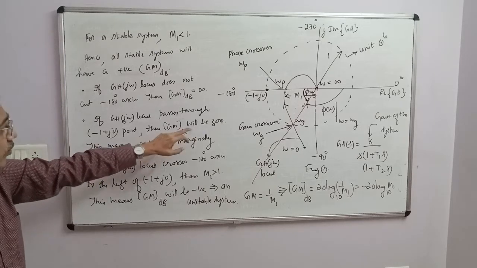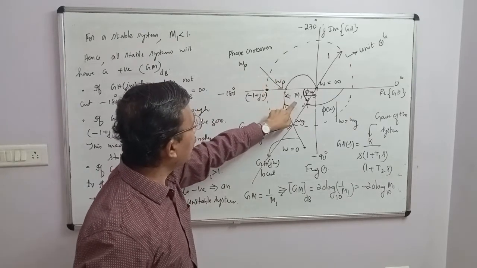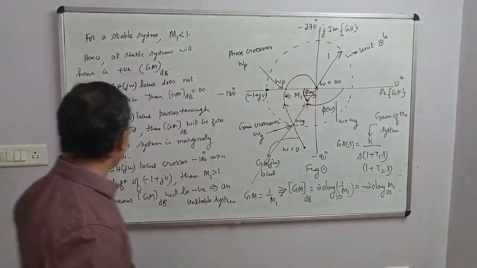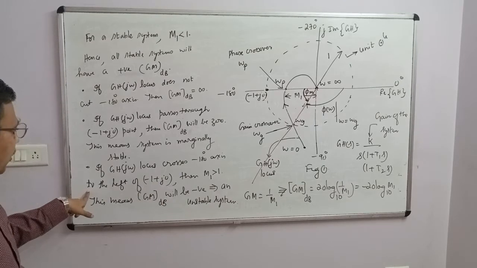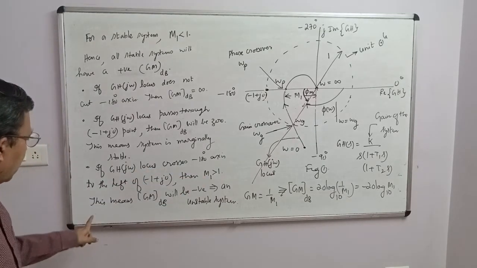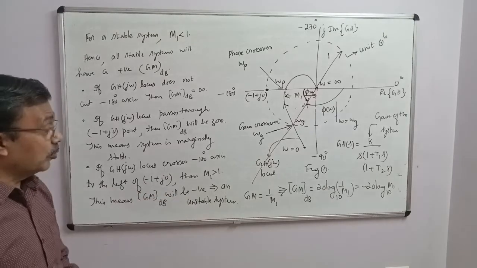Why will the gain margin be 0? Because once it passes through the minus 1 plus j0 point, the value of m1 will be 1, and minus 20 log of m1 equals 0. If the GH of j omega locus crosses the minus 180 degree axis to the left of minus 1 plus j0, then m1 is greater than 1. This means the gain margin in decibels will be negative, implying an unstable system.